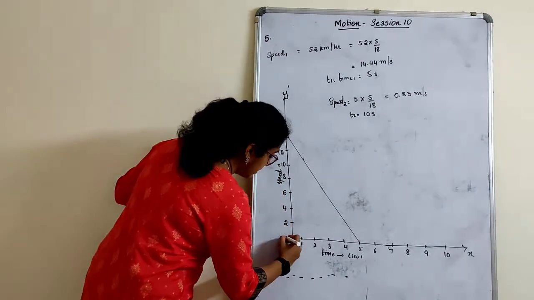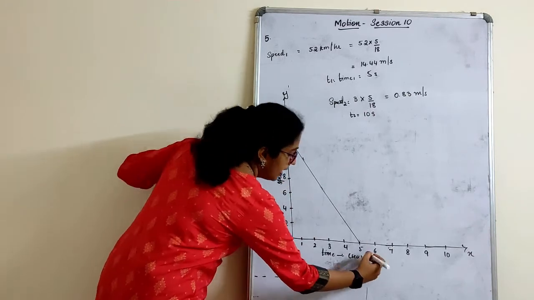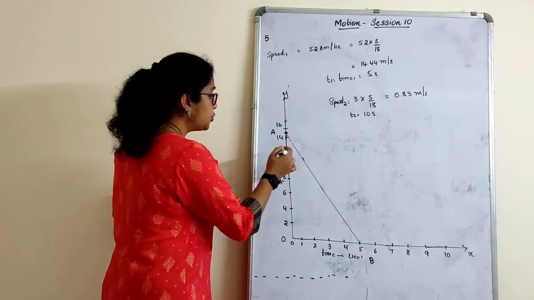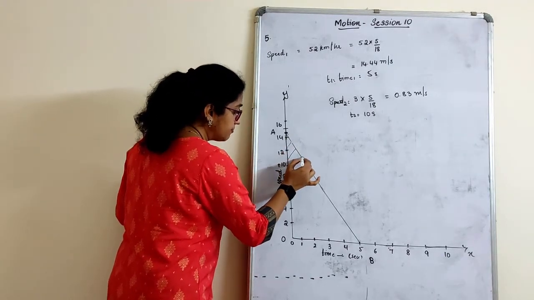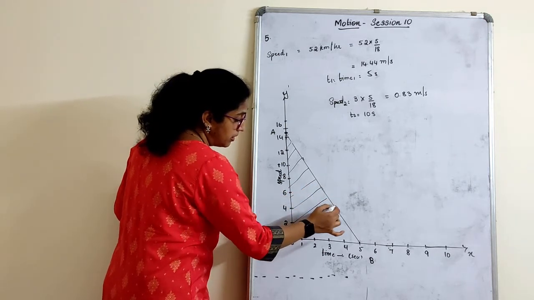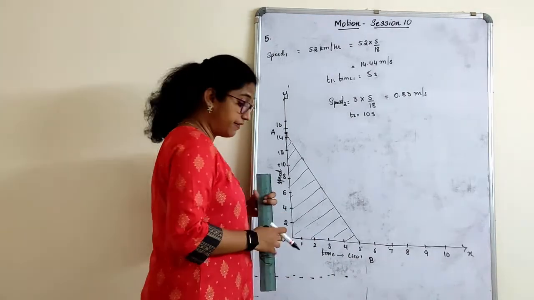Let us name this point O, this point A and this point B. That is the first part. You can shade it lightly, not too dark, so that you can still see what you have marked. This is the first portion, that much distance it has travelled.